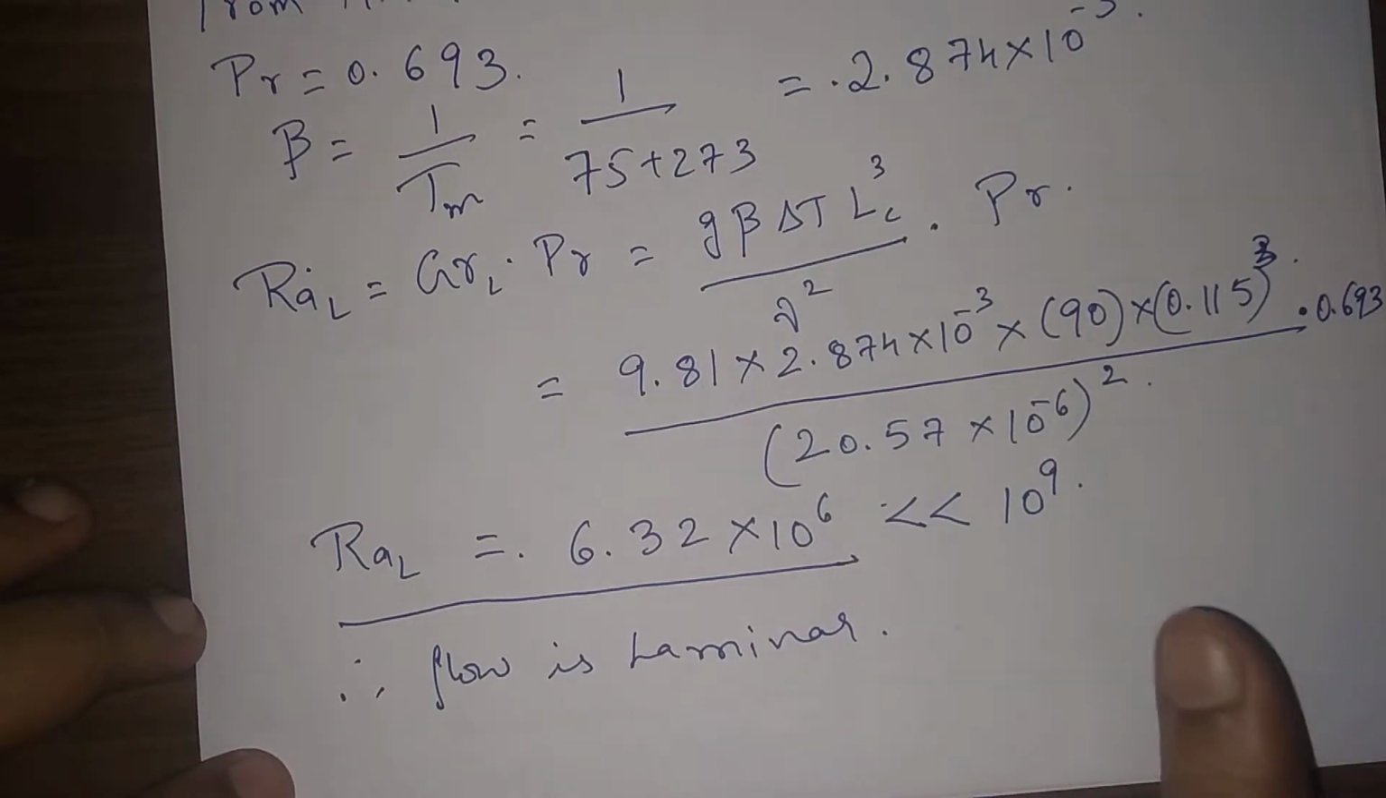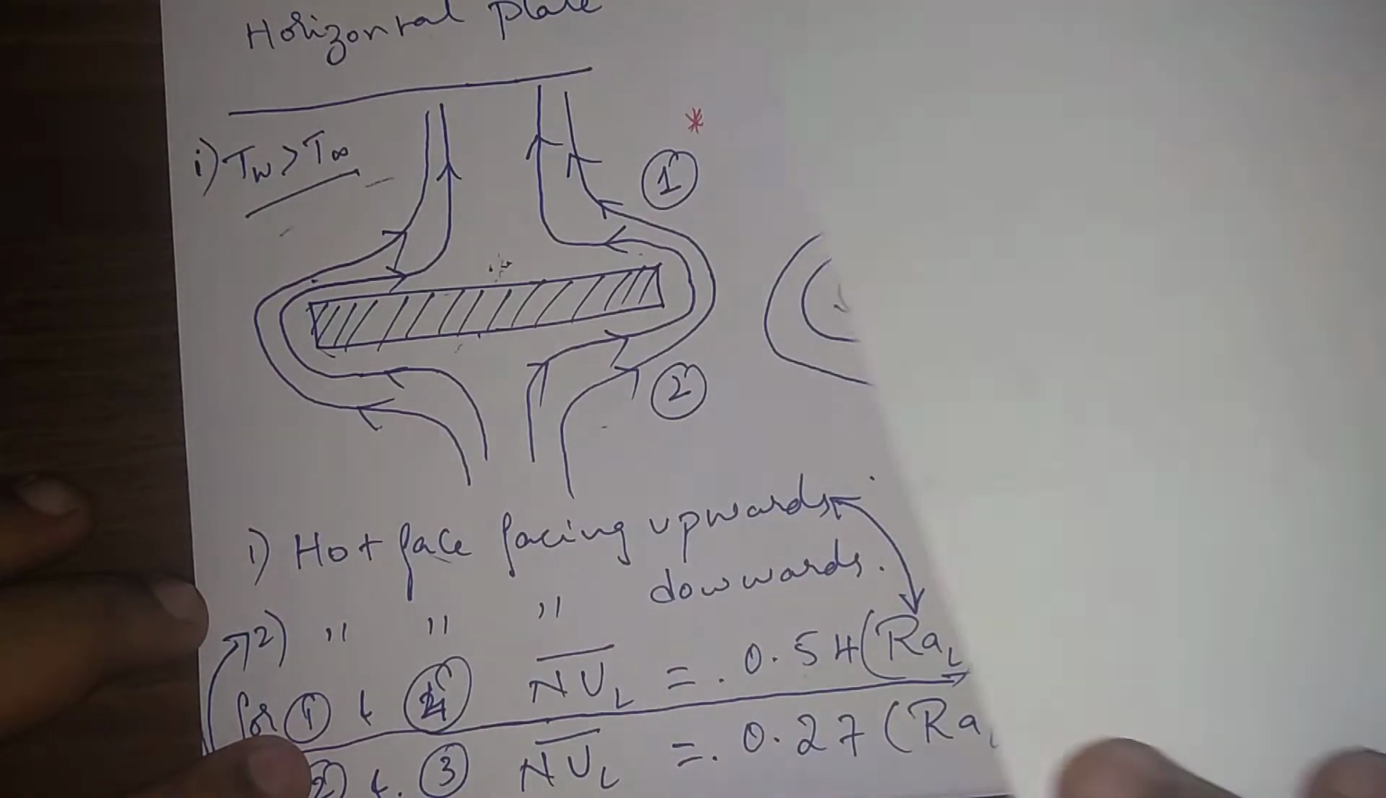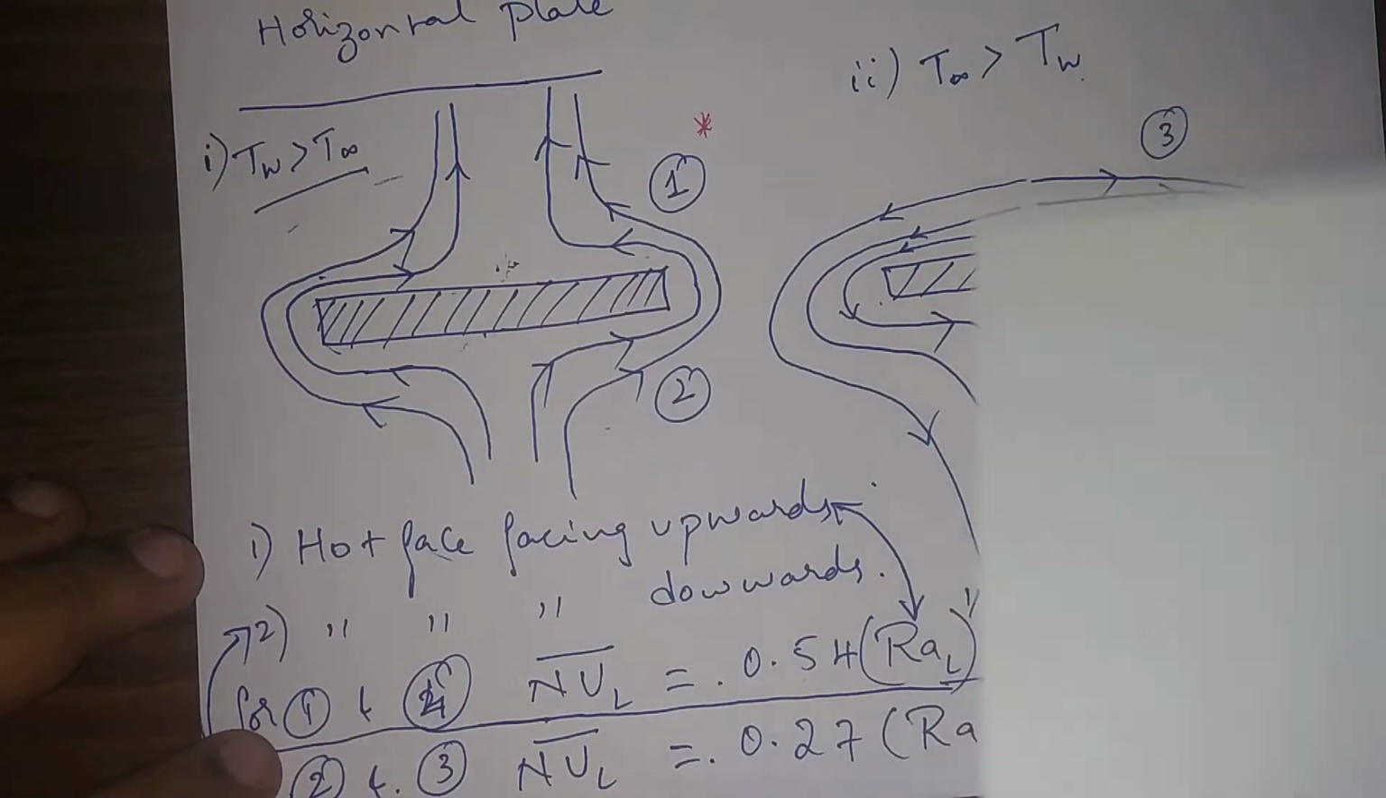Now flow is laminar. Next thing is, you need to pick the right correlation for laminar flow. So whatever correlation I gave here is for laminar flows. For turbulent flow, I'll let you know if the problem is there, or else I'm going to give you the correlations for turbulent flow. Now the flow is laminar, so we need to pick it.